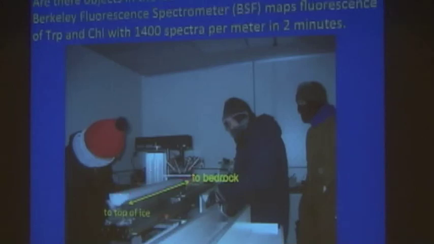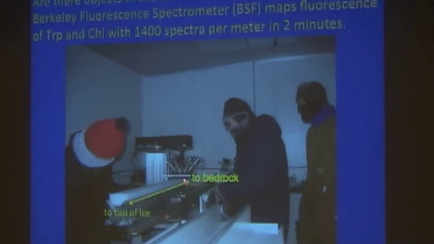So there's the ice. It moves at about the full 1 meter in 2 minutes. And during that time, this laser, which is pointing down into the ice, produces fluorescence. That's a radiation which is shifted to longer wavelengths, a different color, but it can be characteristic. And most of the time, I will be talking about microbes that have chlorophyll in their bodies. And I'll tell you much more about that in a minute.